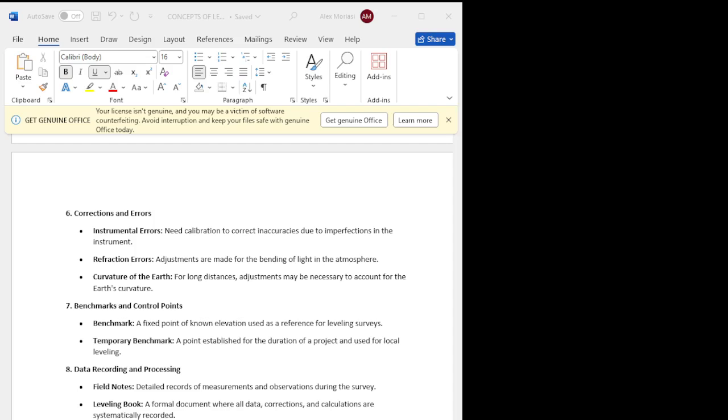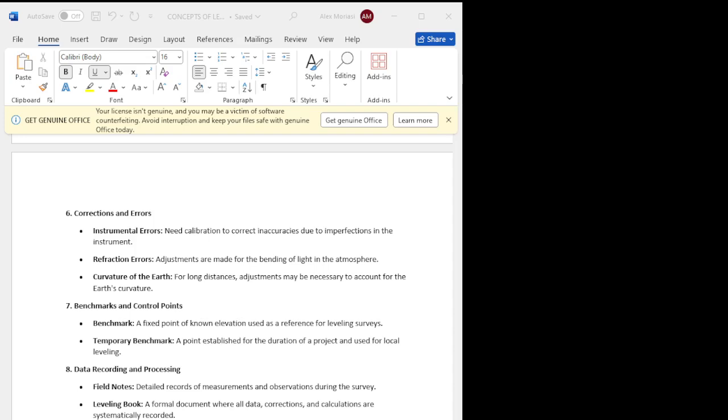Number 1, we have instrumental error. It needs calibration to correct inaccuracies due to imperfection in the instrument. This is the error that occurs when using instruments.